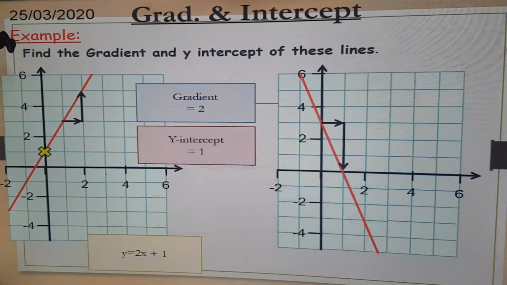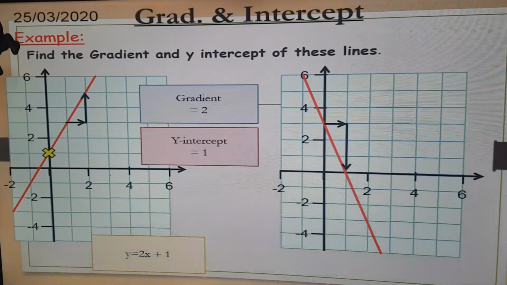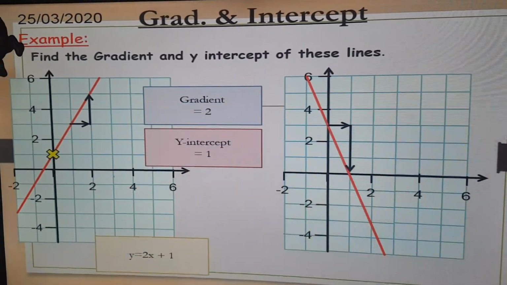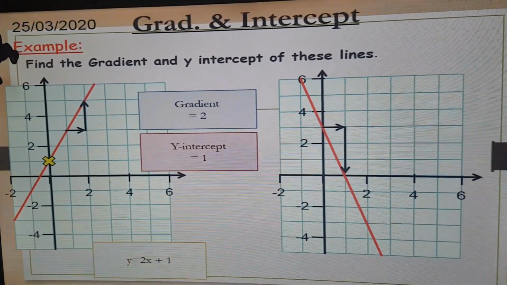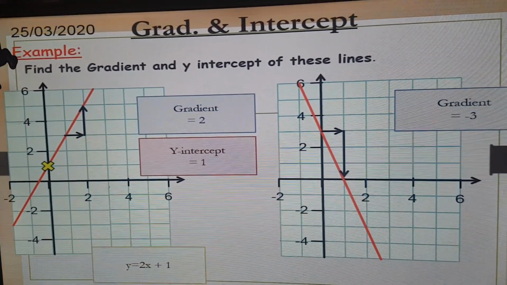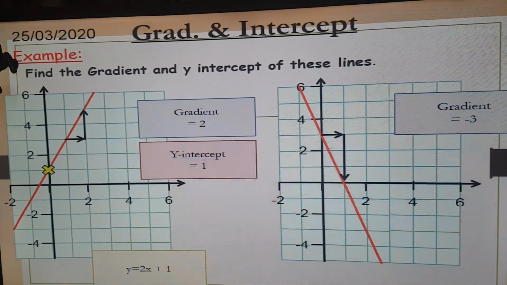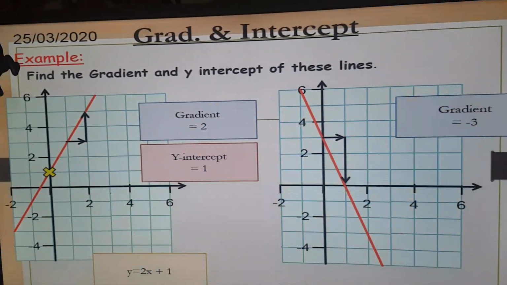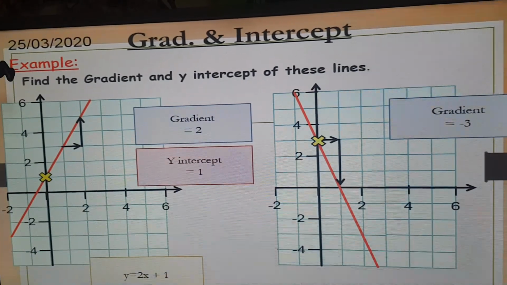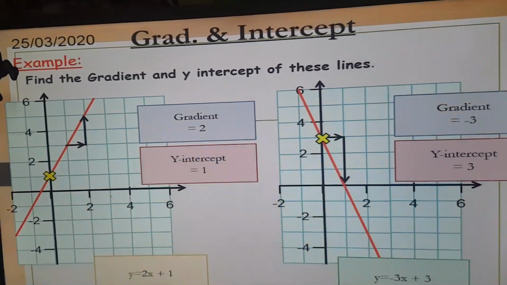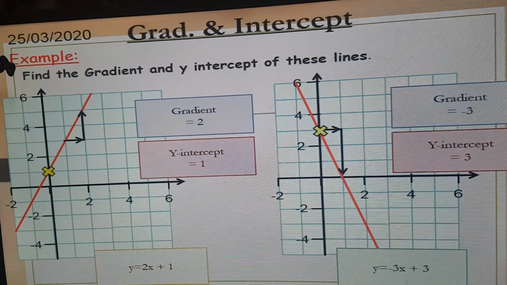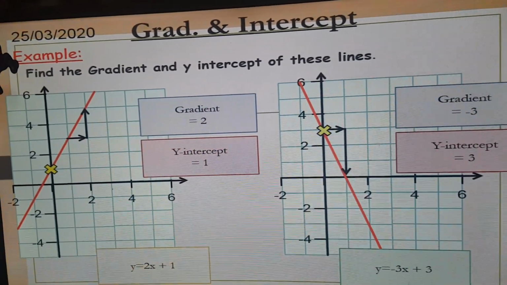Now, for the next question, of course, it's a negative slope or negative gradient. We've got change in y over change in x, which results in negative 3 as the gradient, and our y-intercept will be 3. So the equation of the line is y equals negative 3x plus 3.